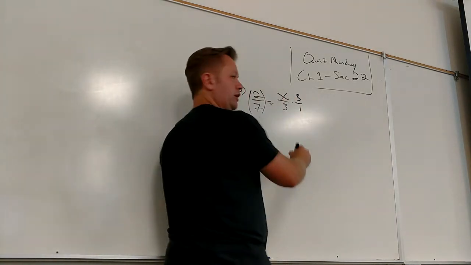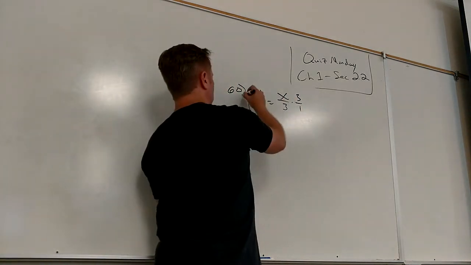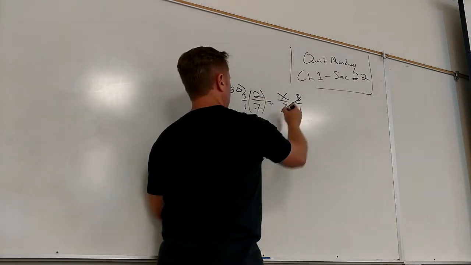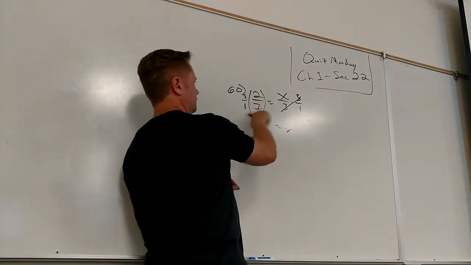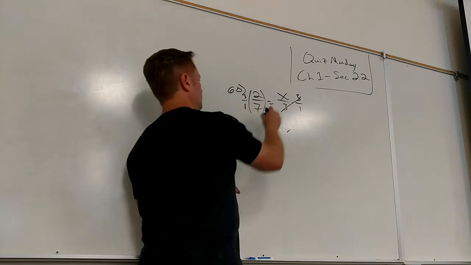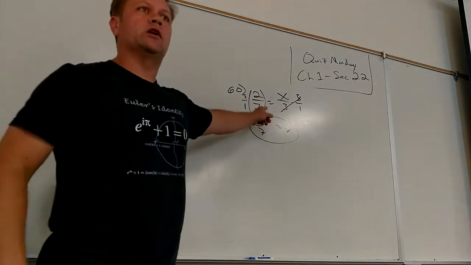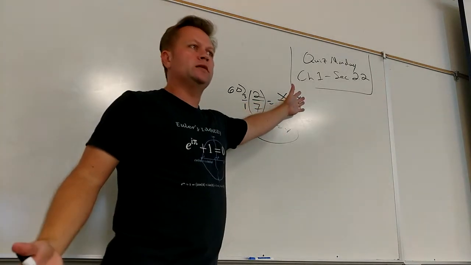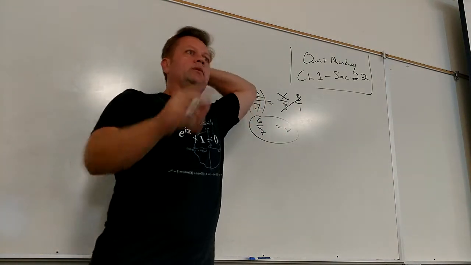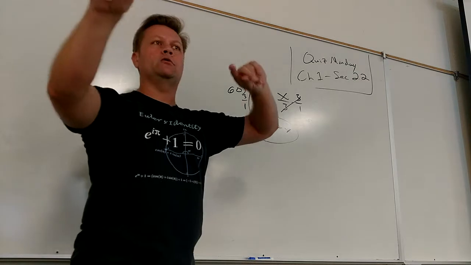I can make it 3 over 1 if I want to, right? So I get, bam, x is 6 over 7. I love it. Now, let me show you you don't need cross multiplication for this problem because x is almost by itself. Why do extra work? But let me show you how cross multiplication works and why it works.